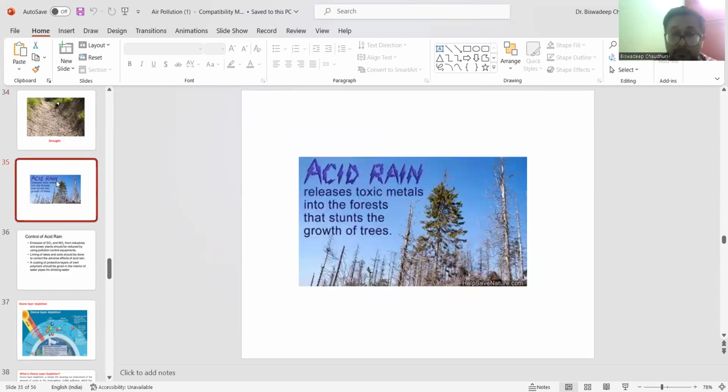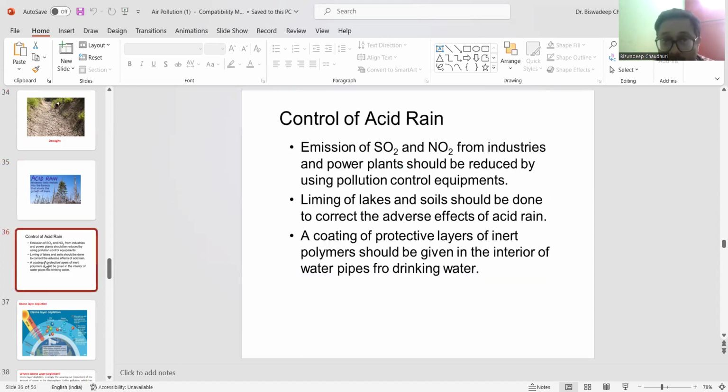So what is acid rain? In conclusion, we can say it releases toxic metals into the forest that stunt the growth of trees. So the release of these things can cause acid rain. Now, last thing, how to control acid rain. We should control acid rain by our own activities.